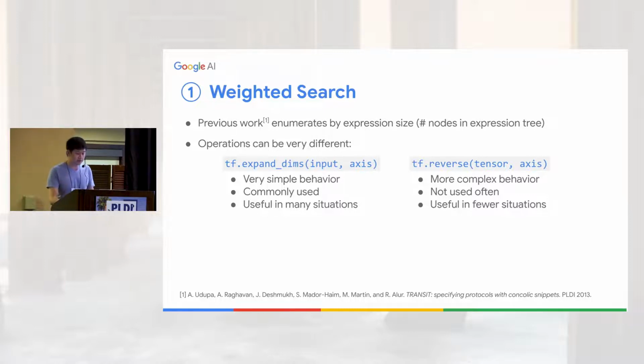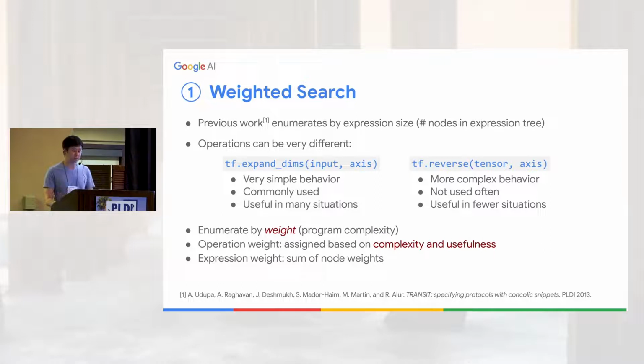Now, considering these differences, we would like to spend more of the search time exploring tf.expanddims compared to the amount of time that we spent on tf.reverse. We can achieve this by enumerating not by program size, but by program weight, which is a measure of the program's complexity. We manually assigned a weight to each operation based on its complexity and usefulness, where the simple and useful operations get smaller weights. Then we define an expression's weight to be the sum of the weights of the individual nodes. In this way, we can prioritize expressions that contain the simple, useful operations.